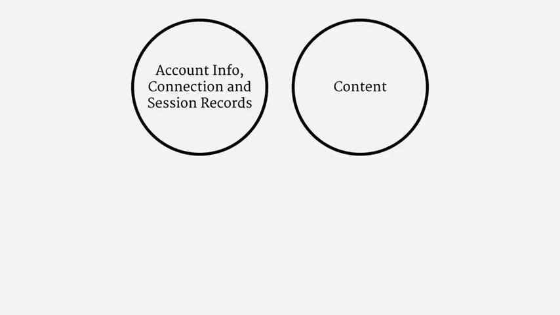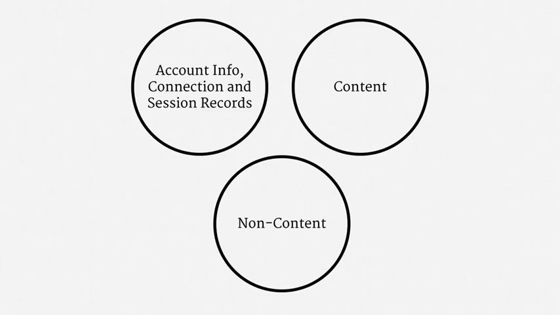So, we have our first category of account information and session records. The second category is just communications content. It's the same category we already saw under the Wiretap Act. Finally, there's a catch-all category. It applies to everything else. Each of these three categories is associated with a particular type of surveillance procedure.